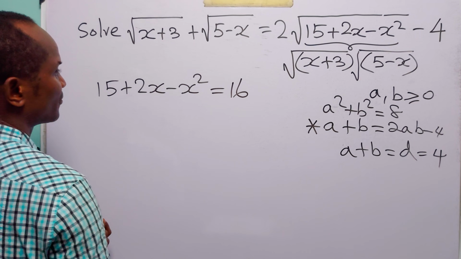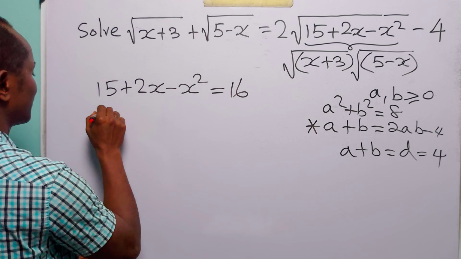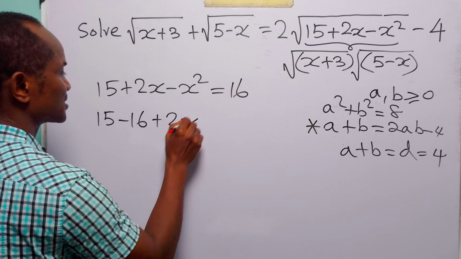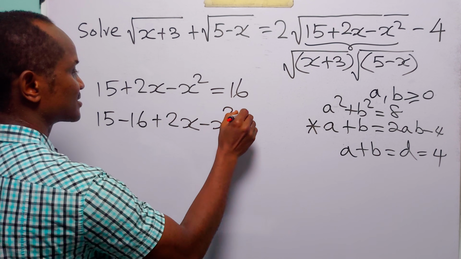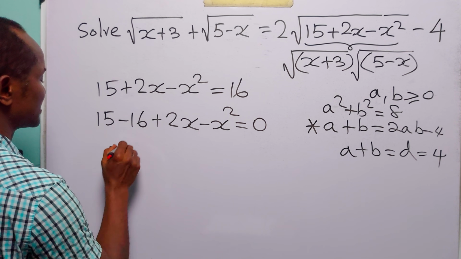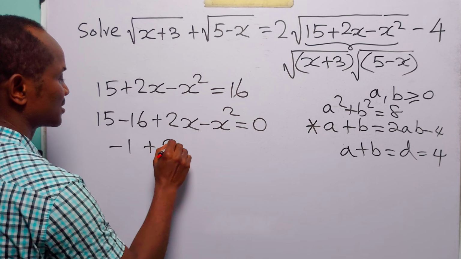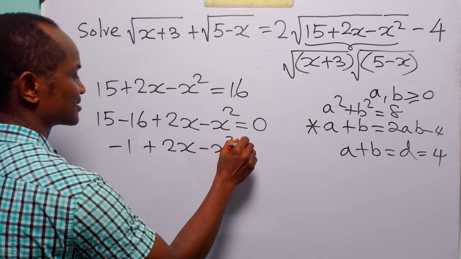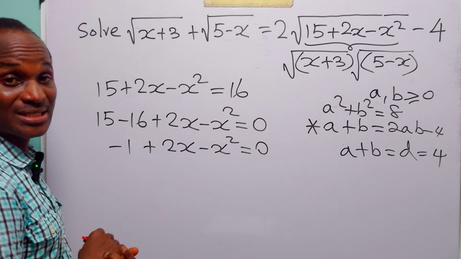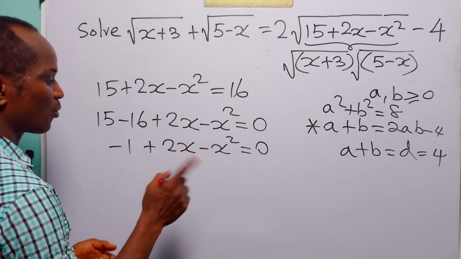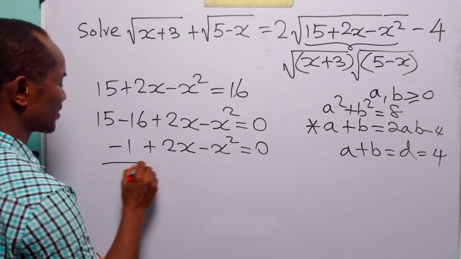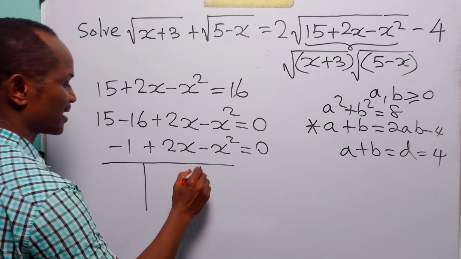Now rearranging this quadratic equation, we have 15 - 16 + 2x - x squared is equal to 0. 15 - 16 is -1, plus 2x - x squared. This is equal to 0. We can solve this quadratic equation by factorization. Once more, you can see that the coefficient of x squared is not 1. So to factorize, we use the table method.